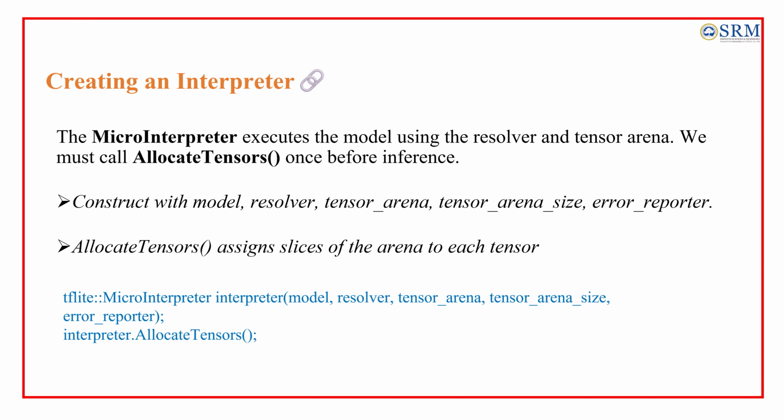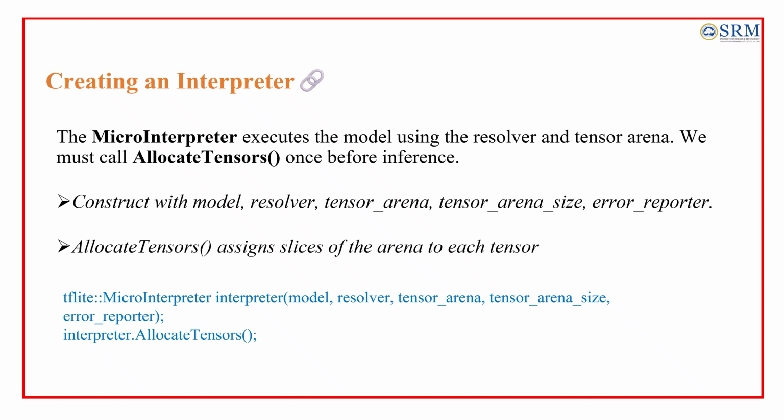We create it like this: the TF Lite Micro interpreter, with the model, resolver, tensor arena, the arena size and also the error reporter. Once created, we must call AllocateTensors. This assigns slices of the tensor arena to each tensor in the model: inputs, outputs and also the intermediate layers. Think of it like a teacher assigning seats in a classroom. Every tensor gets its own place in memory. Once the seats are assigned, learning can begin.